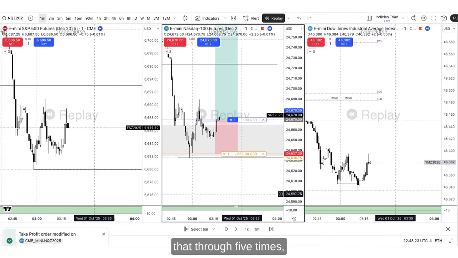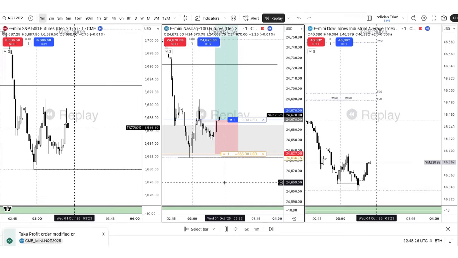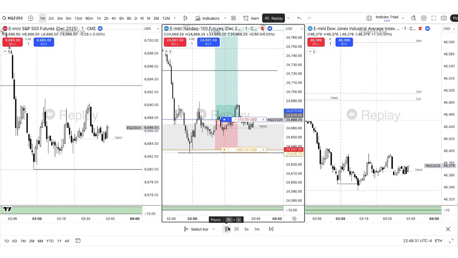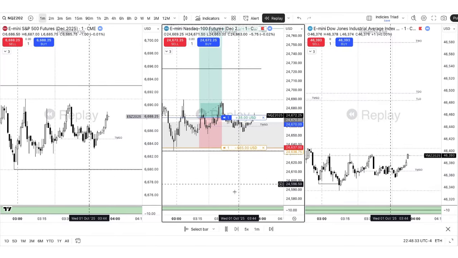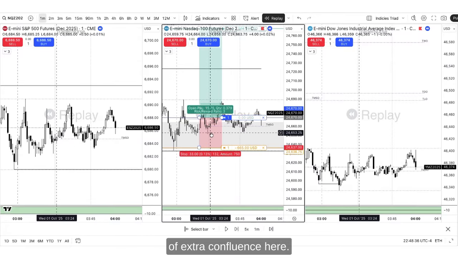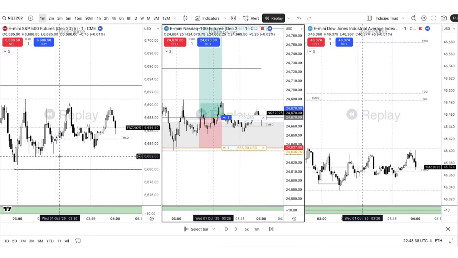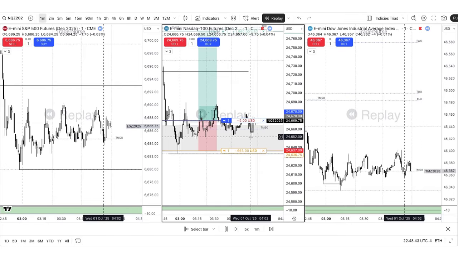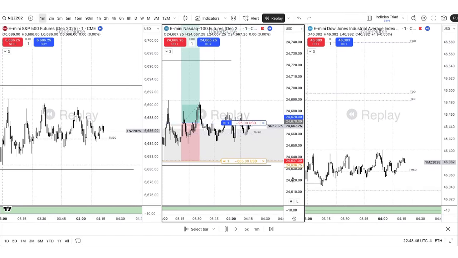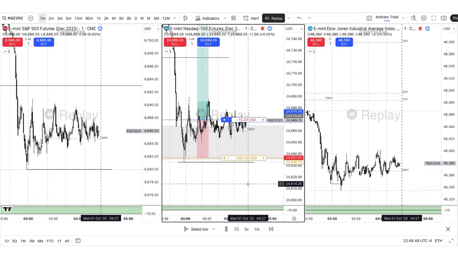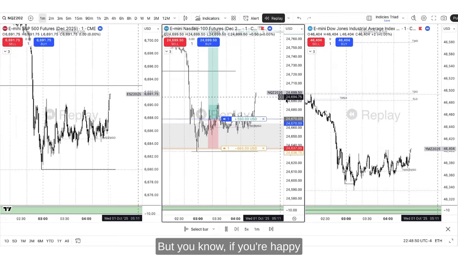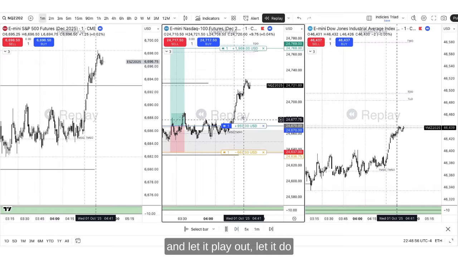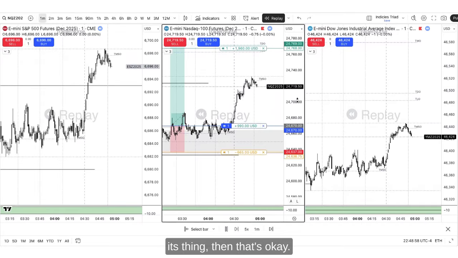Okay, so if I just play that through at 5 times, you can see now got a bit of extra confluence here. We're just struggling to get back down here, so it'll give you a lot of confidence, especially me personally. It does take a while to eventuate, but if you're happy to just sit through all this, or just leave your chart and let it play out, let it do its thing, then that's okay.